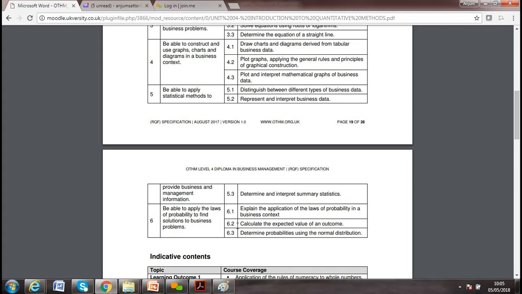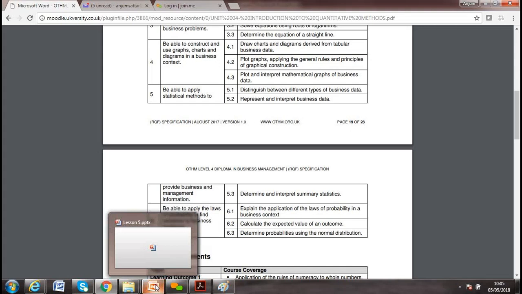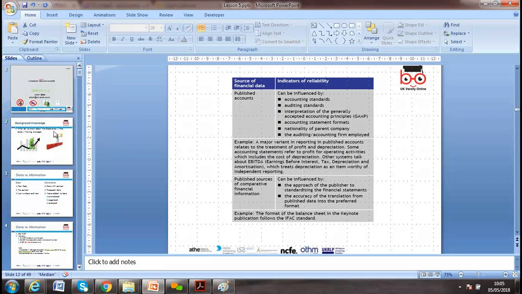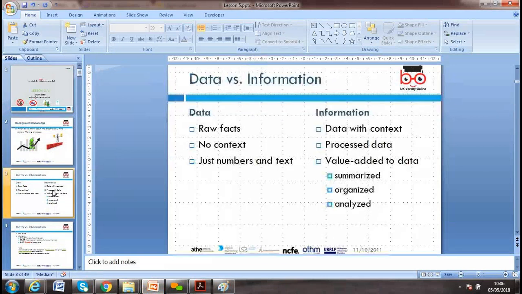We'll go through the difference between data and information and how we can apply data from a decision-making perspective within a business. So today is our fifth lesson, covering learning outcome 5. What is the difference between data and information? Anybody knows?